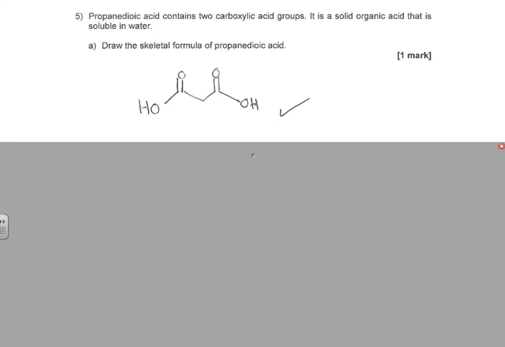Question 5 then concerns some carboxylic acids, and it starts off with propane dioic acid, and indeed we're going to do a little bit of practical work with this. But before we do, we're asked to draw the skeletal formula. Do watch out for that.